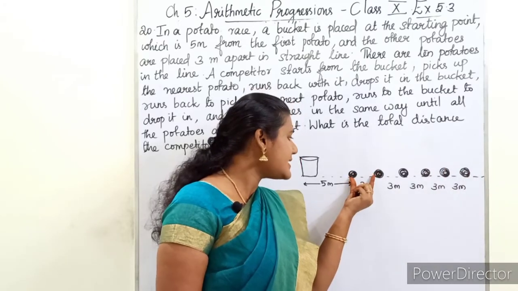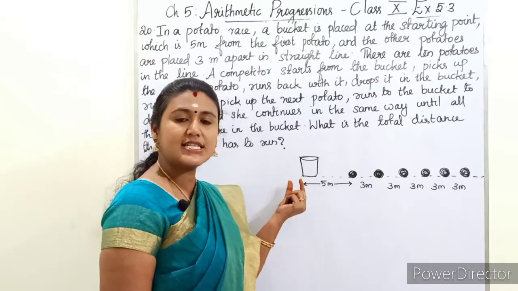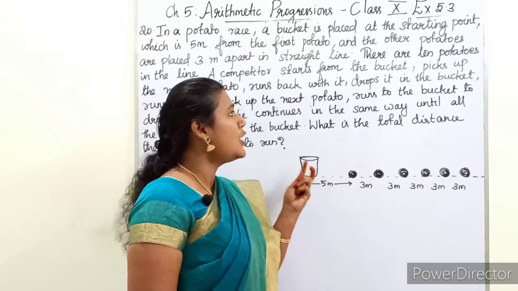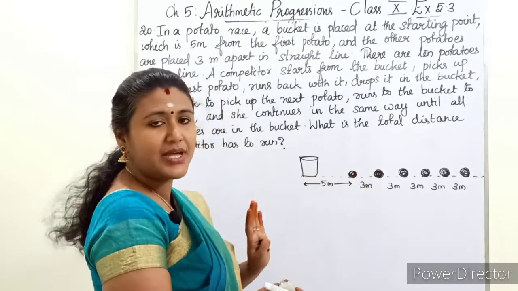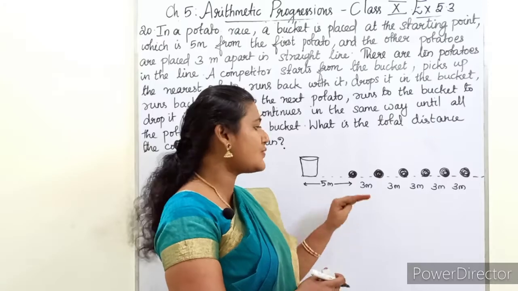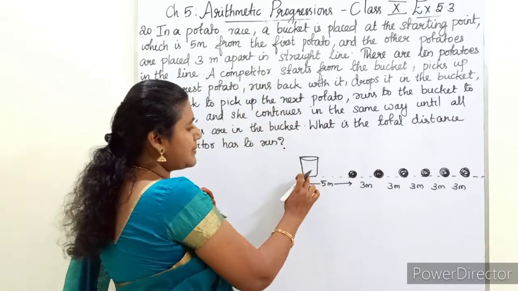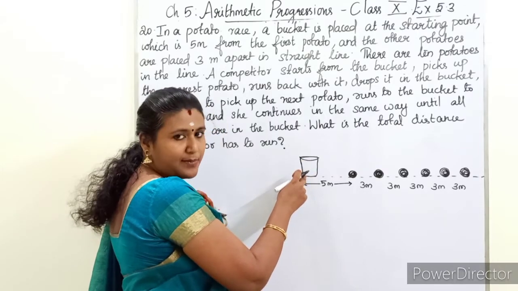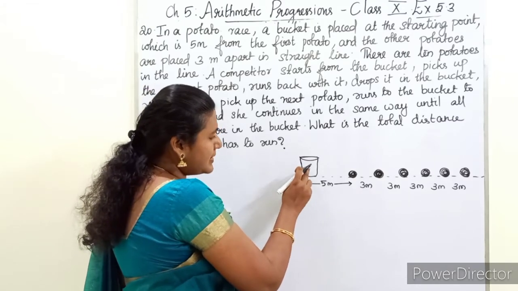So the distance between two potatoes is 3 meters and the distance between the bucket and the first potato is 5 meters. Now, this race has 10 potatoes. In this way they have arranged 10 potatoes in a straight line. The competitor starts from the bucket. This is the starting point actually.